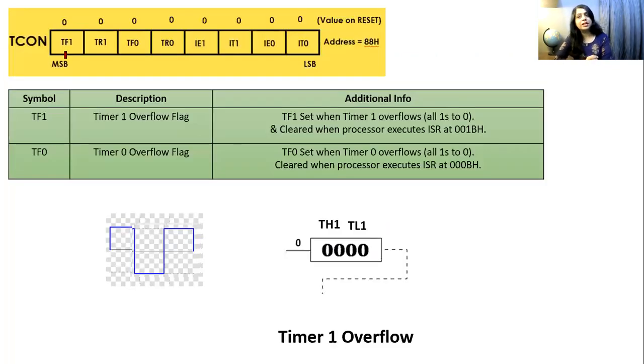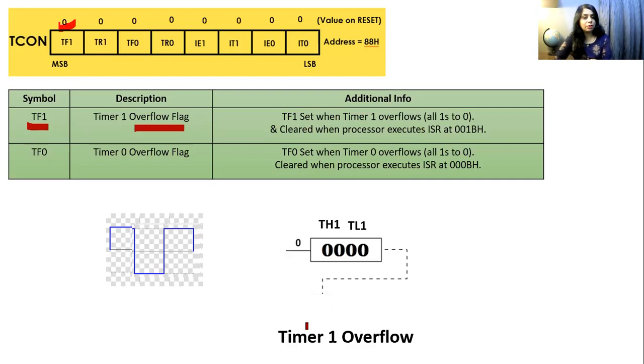Let's start with TF1. TF1 stands for timer flag 1. It is the timer 1 overflow flag. TF1 is set to 1 when timer 1 overflows. That means this flag, TF1, will become 1 when the timer overflows. So what is the meaning of timer overflow?